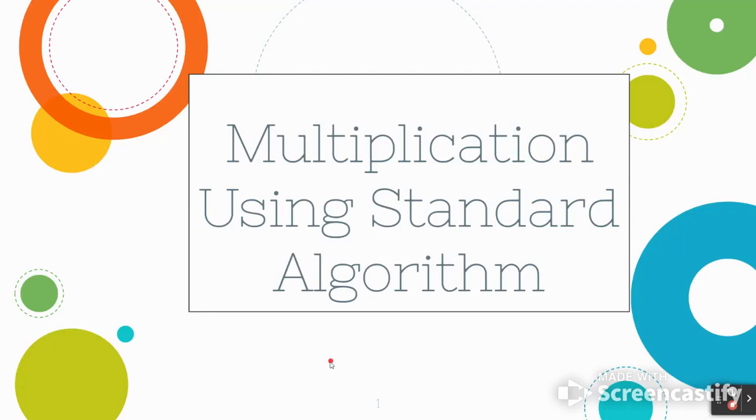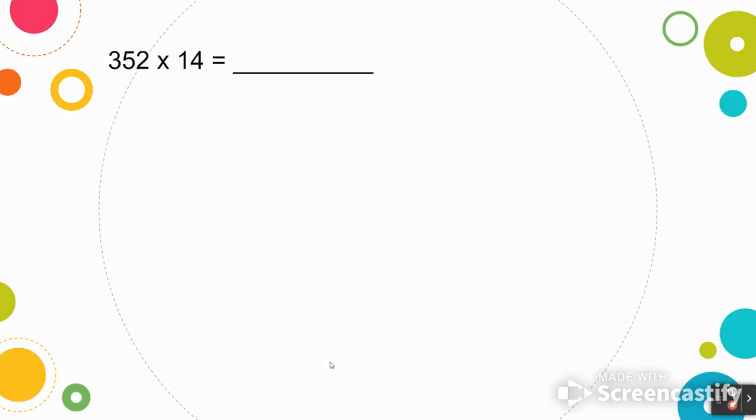Today we'll be multiplying using the standard algorithm. Let's start by multiplying 352 times 14. First, we're going to line these numbers up vertically, which means one on top of the other. We're going to start by multiplying 352 times 4, since the 4 is in the ones place.